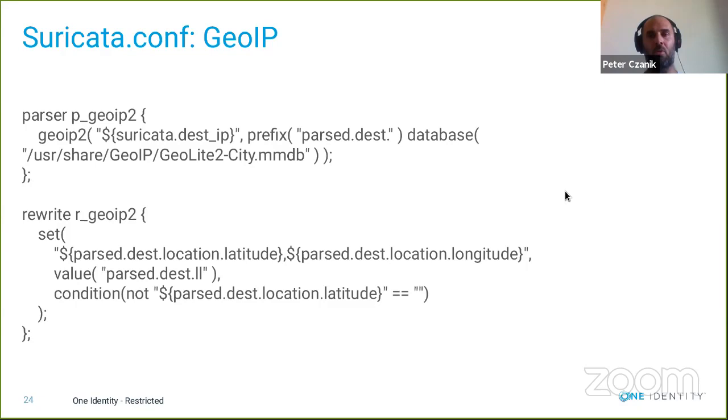Here we do some geolocation magic. At the top of the screen, we see the GeoIP parser, which takes a name-value pair containing an IP address and creates a new name-value pair from it. At the bottom of the screen, you can see a rewrite rule. This one is used to change the geolocation into a format which is understood by Elasticsearch.